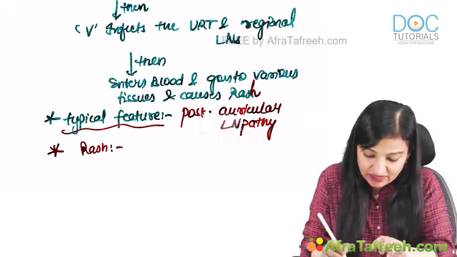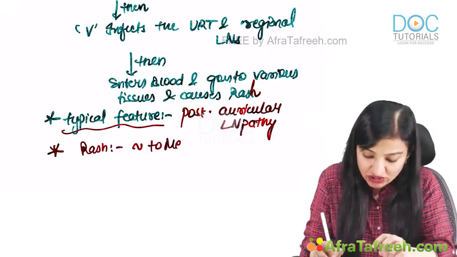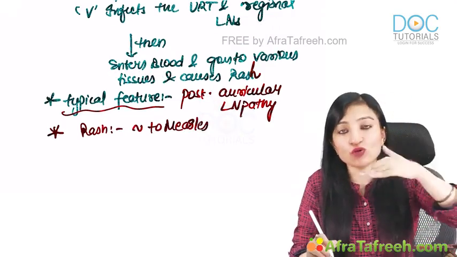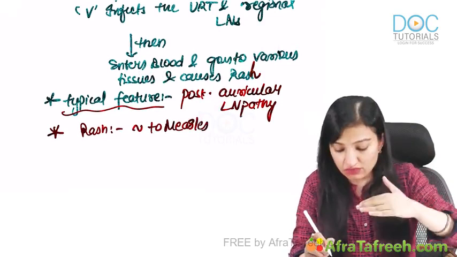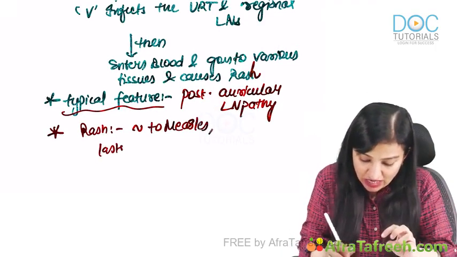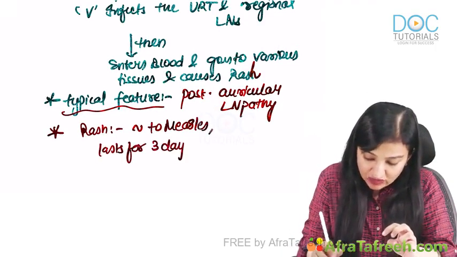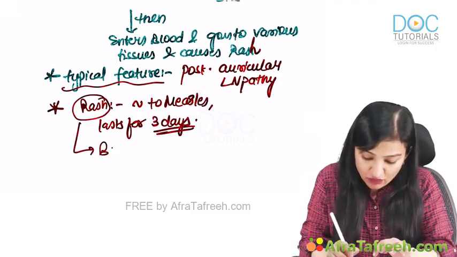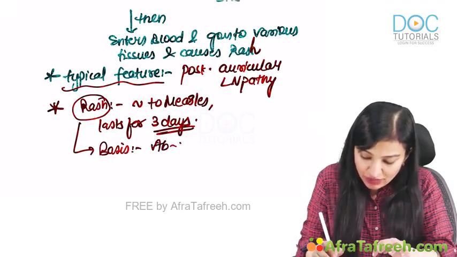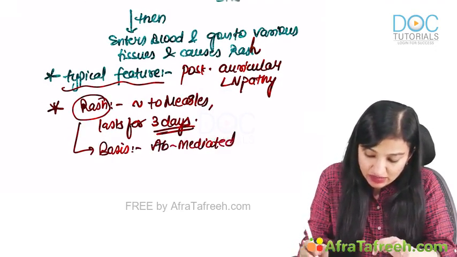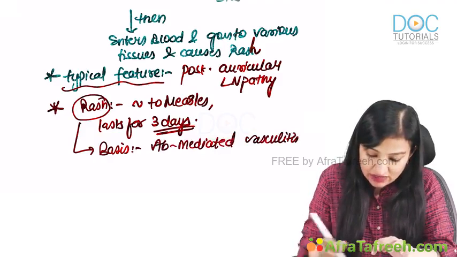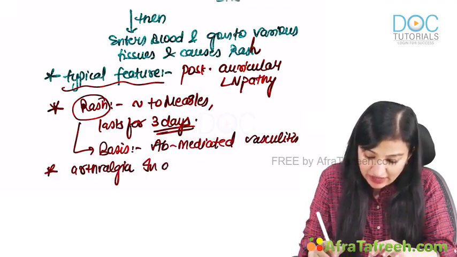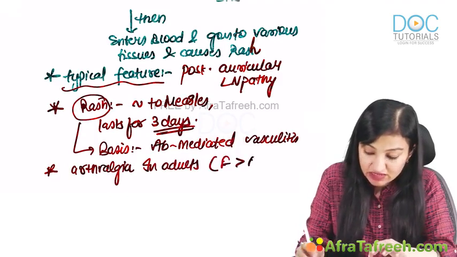The rash, as I said, is similar to measles rash. That is a maculopapular rash, appearing from top to bottom and disappearing in the same fashion. And the rash lasts for 3 days. That is why it is called 3-day measles. And remember, the basis of the rash is antibody-mediated vasculitis. It can also cause arthralgia in adults, especially females more than males.